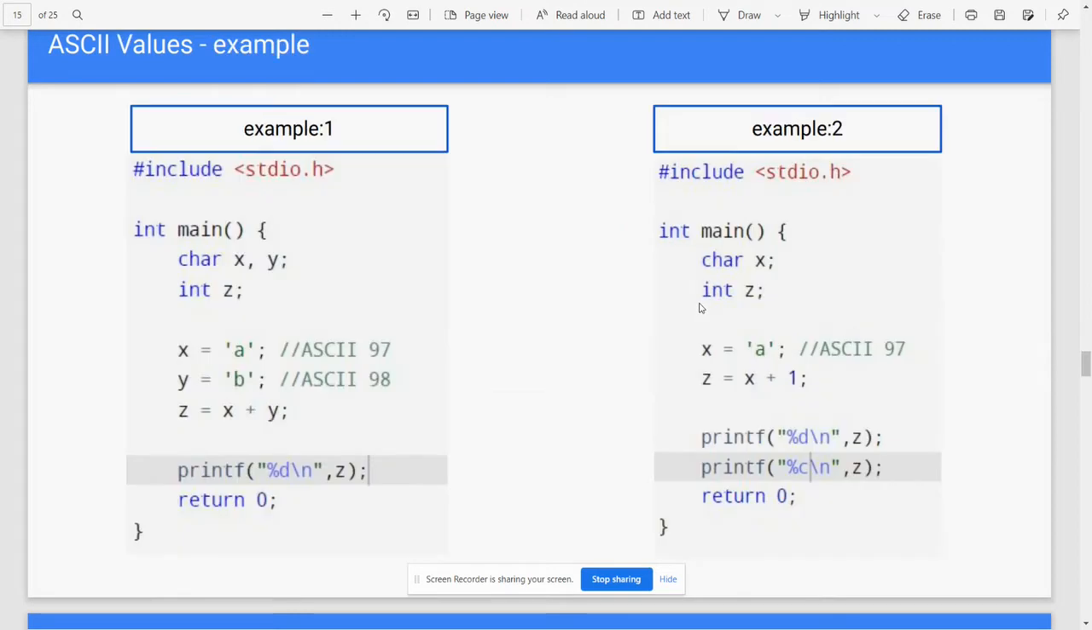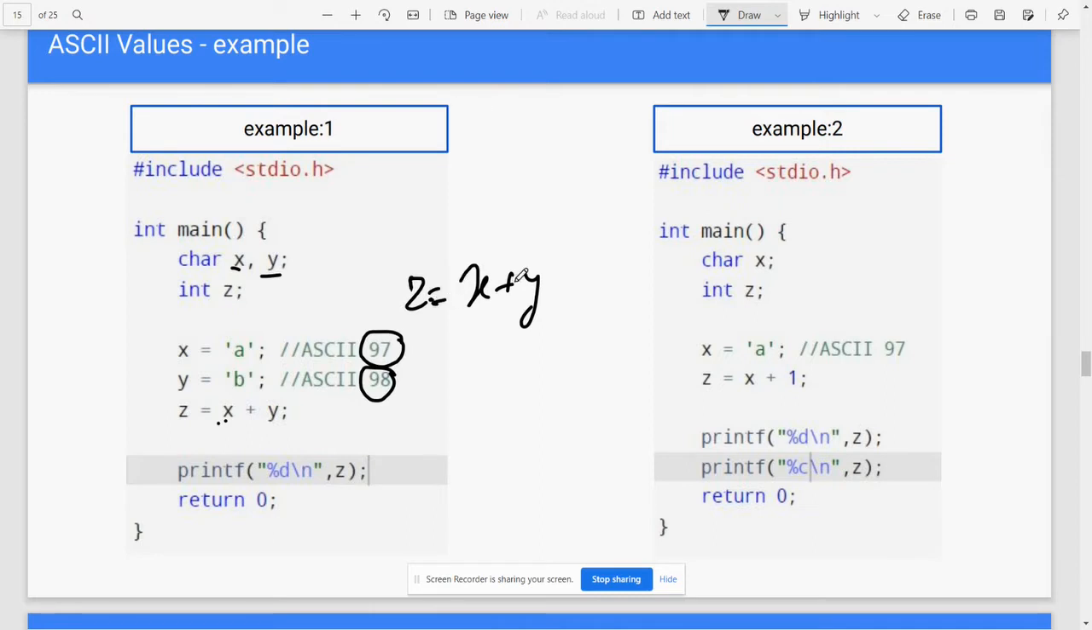Okay, now let's move to the interesting thing, this particular x plus y. Here, we have defined two characters, x and y. x is small a, which has the ASCII value of 97, and y is small b, which has the value of 98. We are storing x plus y in a variable. So let's first understand what this x plus y means.